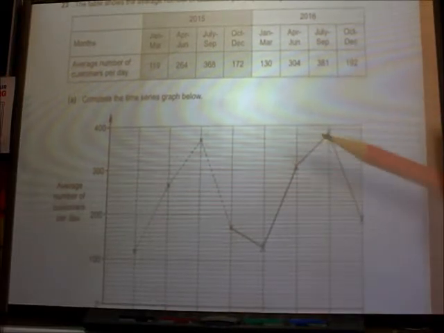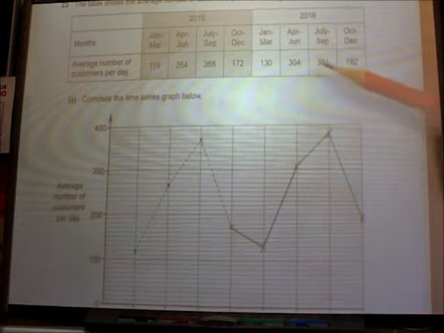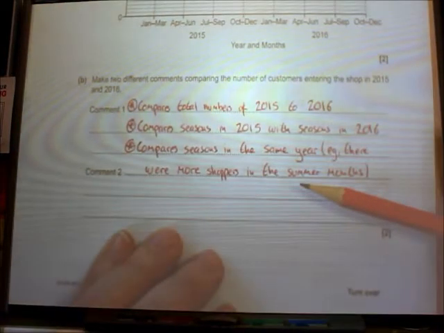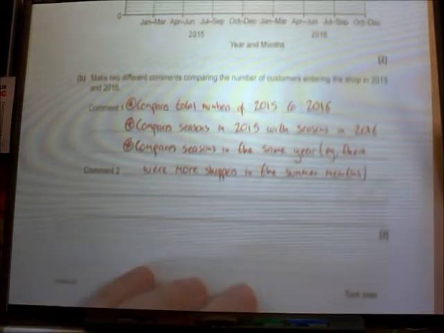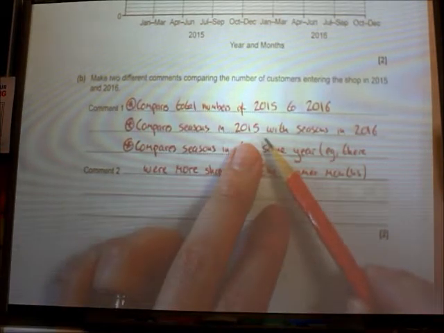There we go. So yeah, make sure you quote figures. You need to get down 2 of those. So basically, any 2 comments from those ones. Do not compare 2 things from the same category. So do not say, oh, in 2015 compared to 2016.